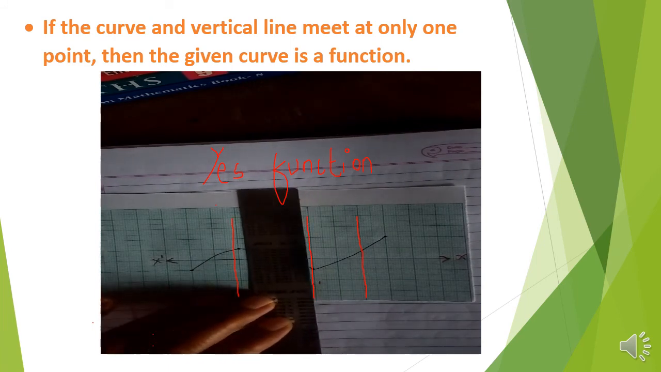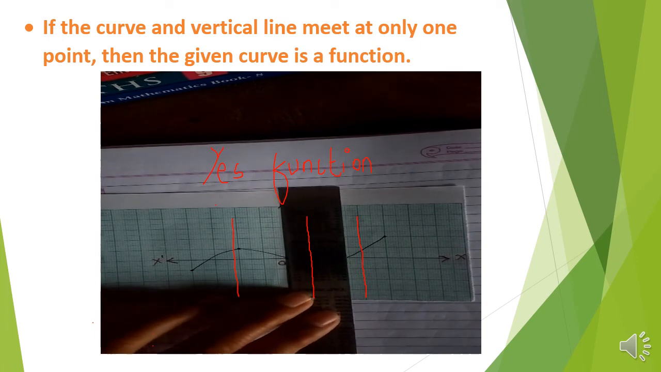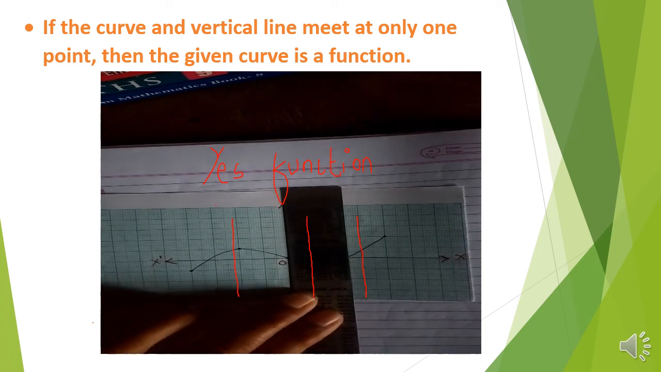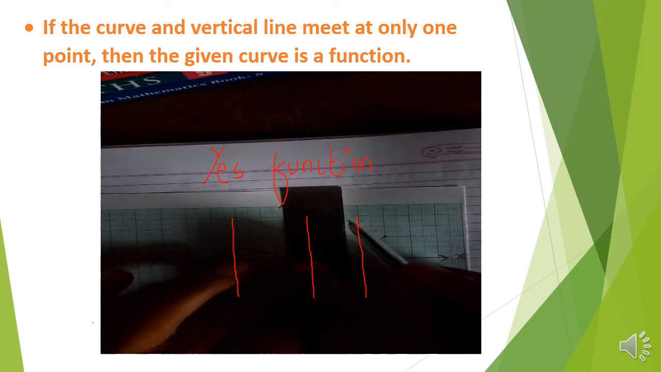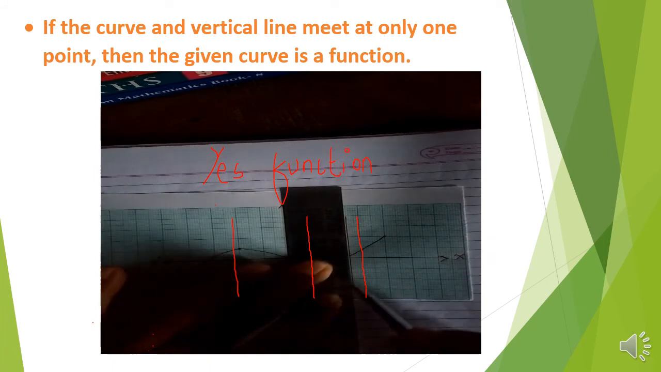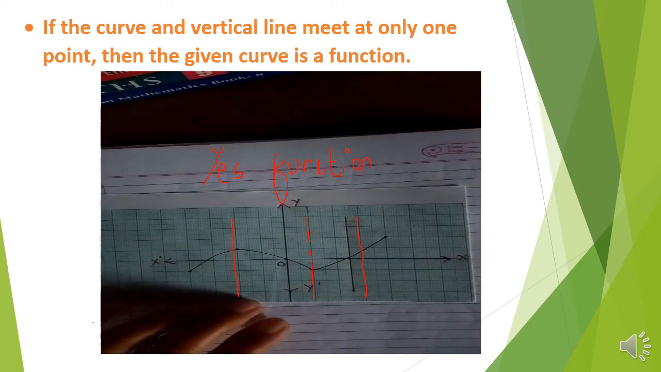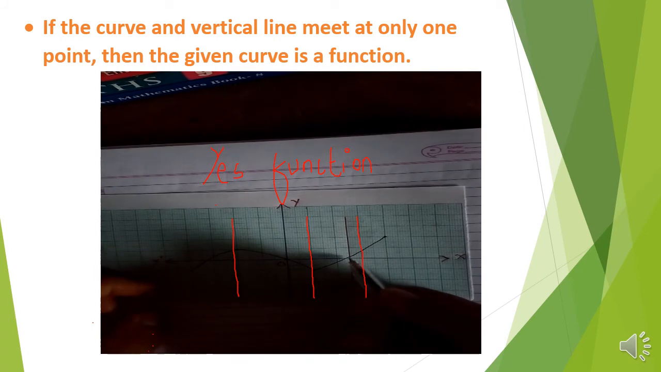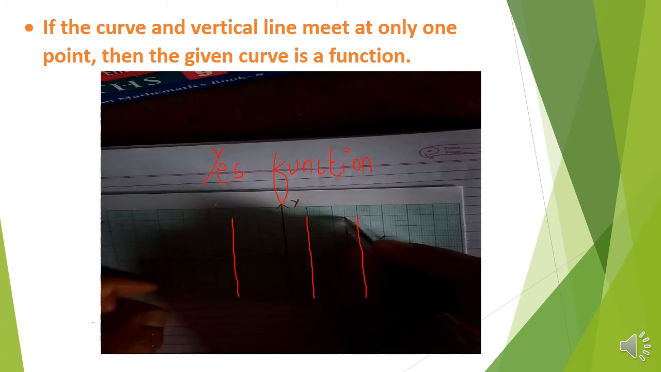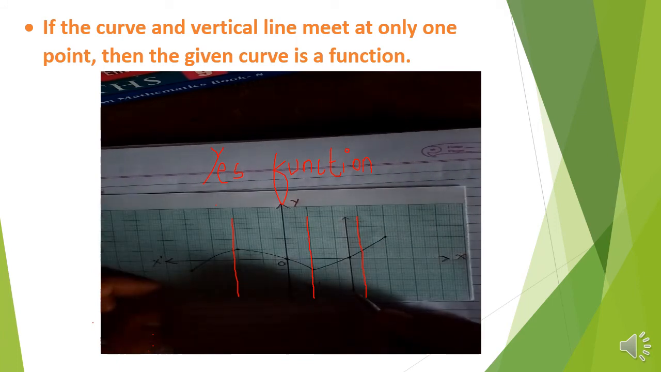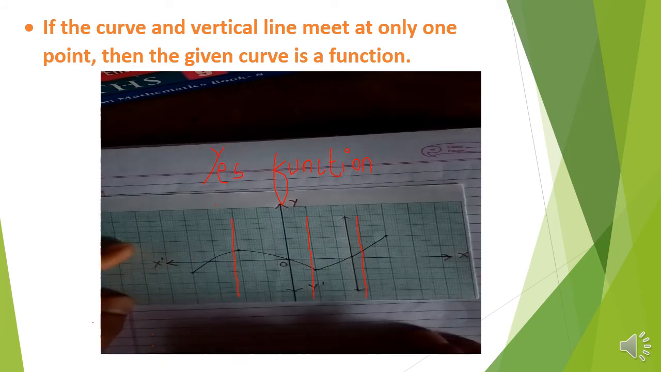So let me draw one from one point. Okay, let me draw from here. I will show you. See the vertical line, and the curve only meet at one point. This is the point, isn't it? It meets at one point. This is the vertical line, and so it is a function because it only meets at one point.